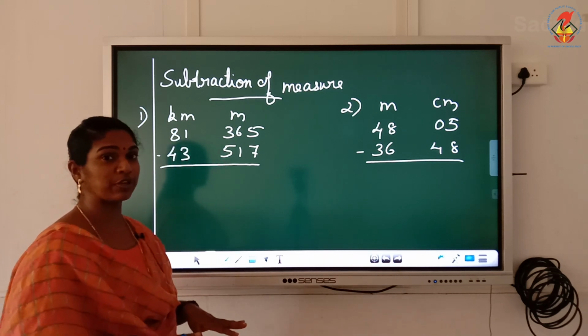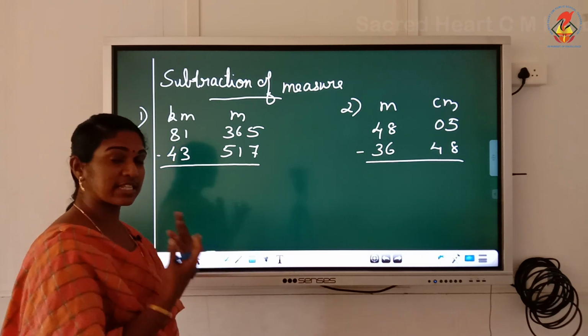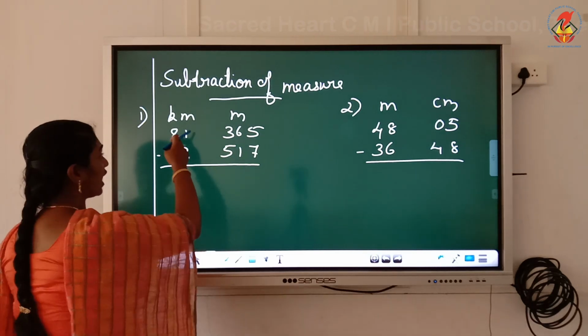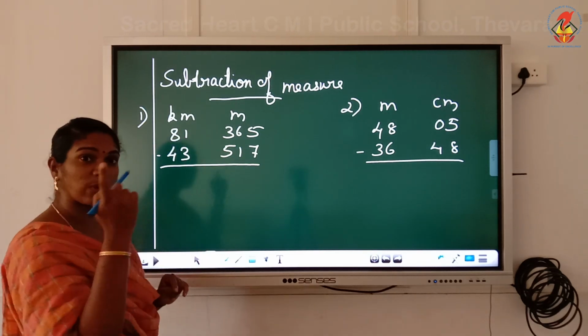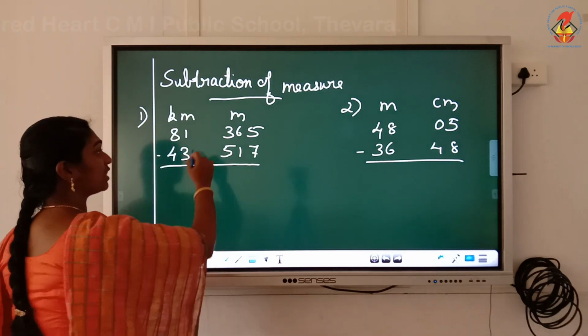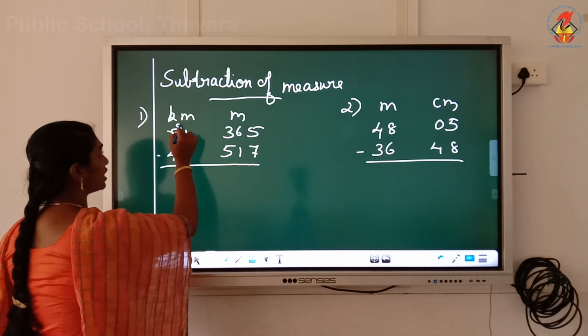In addition, what did we do? From the smaller unit you gave it to the bigger unit. In subtraction, what we can do is from the bigger unit you can borrow. Here I have 81 kilometer. I will take 1 kilometer from that. 1 kilometer is how many meters? 1000 meters. That 1000 meter I will add it to this. So 81 will become 80.